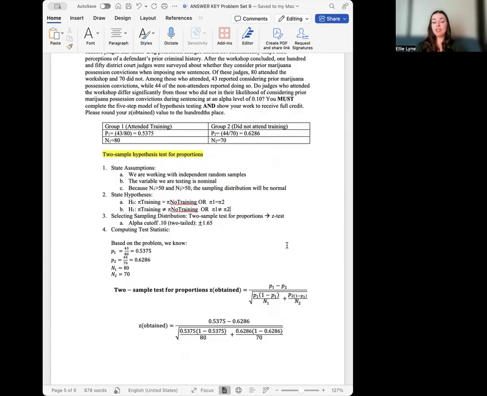Step 3, selecting our sampling distribution. It is a two-sample test for proportions, so a z-test once again. Our question specified an alpha level of 0.1. And as we just mentioned in step number 2, this is a two-tailed test because it is asking about a difference rather than a specific direction.